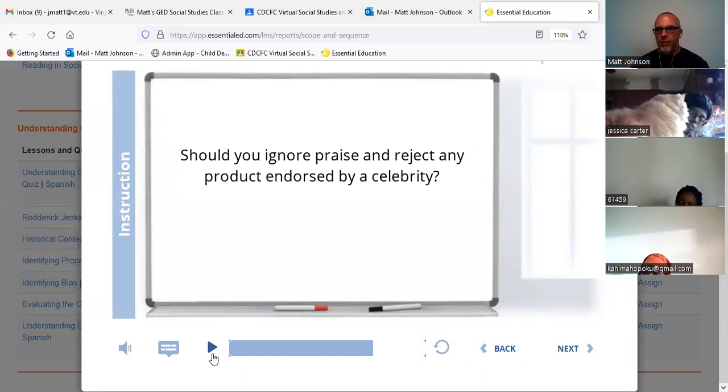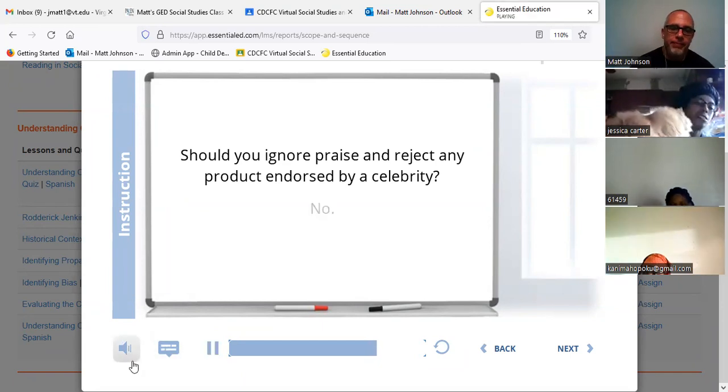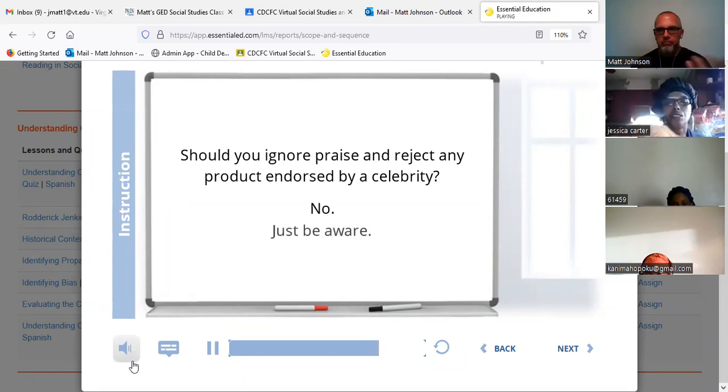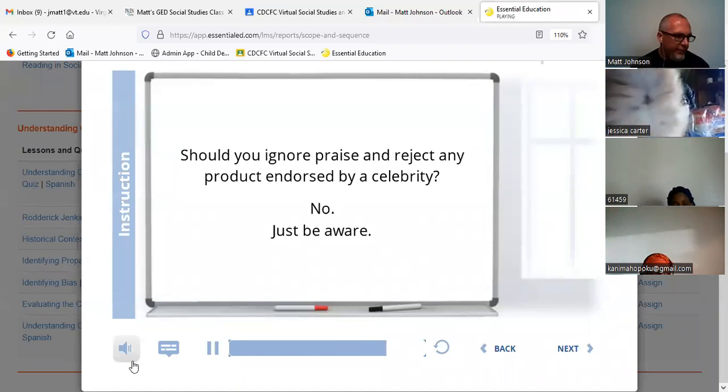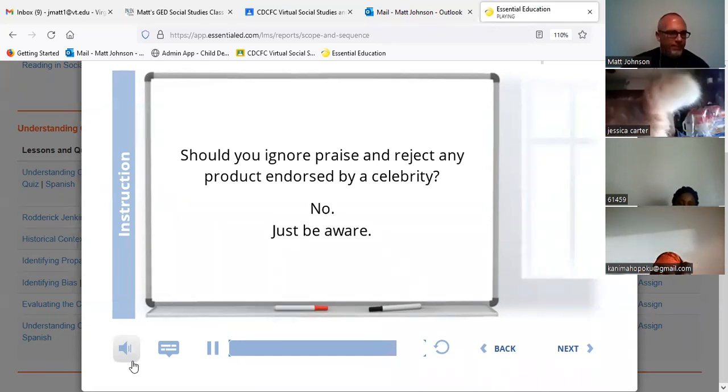And the same thing with these other celebrities. Product endorsed by a celebrity? Nah, dude. Just be aware of what the propaganda is trying to do. Maybe that celebrity really does have great taste in shoes, but don't buy them just because the celebrity wears them. Maybe that new anti-crime bill is a great idea, but don't support it just because a cop says you should.